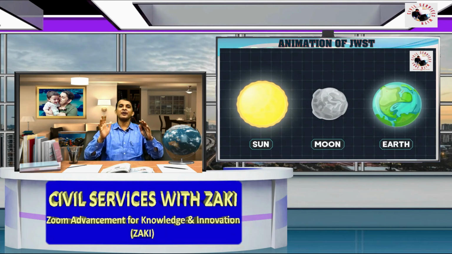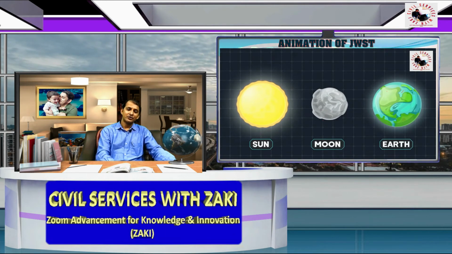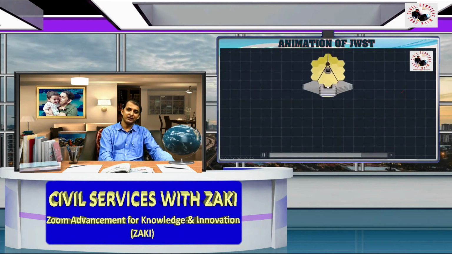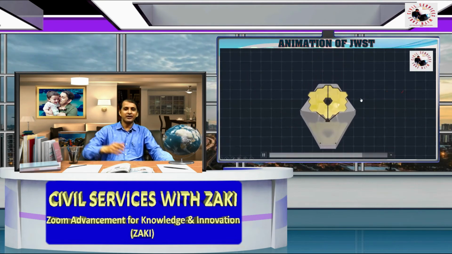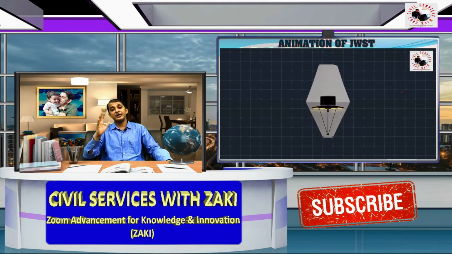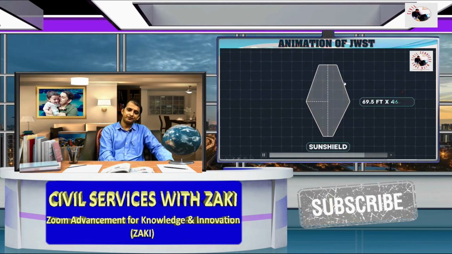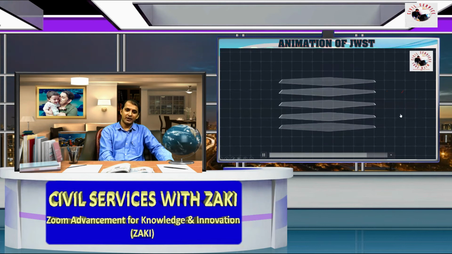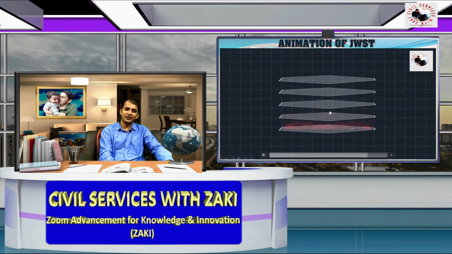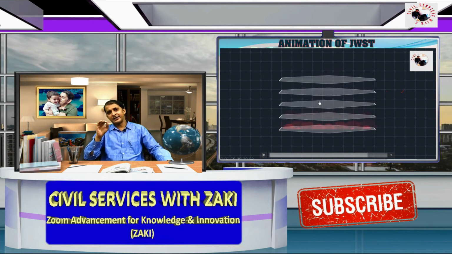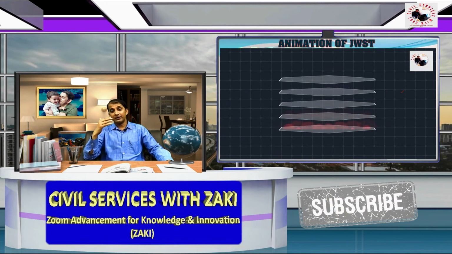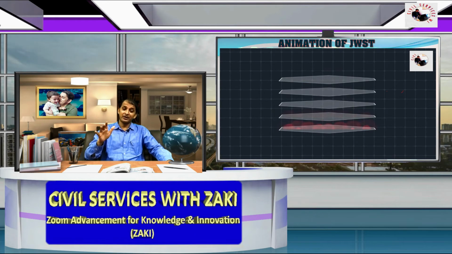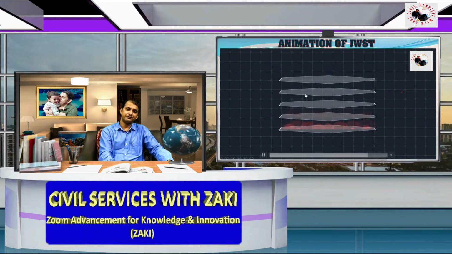For this radiation, the James Webb Telescope is equipped with a heat shield. It is also a marvelous piece of science. This heat shield is about the size of a tennis court, 69.5 feet long, and it is a series of 5 layers made of a material called Kapton. It sustains very high temperature. So see here, this is the heat.